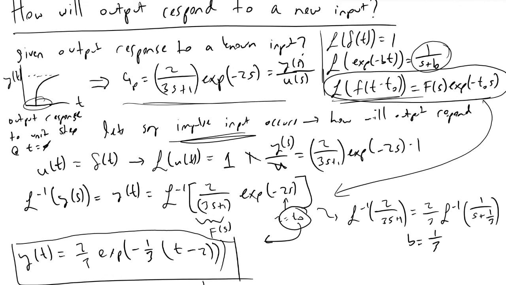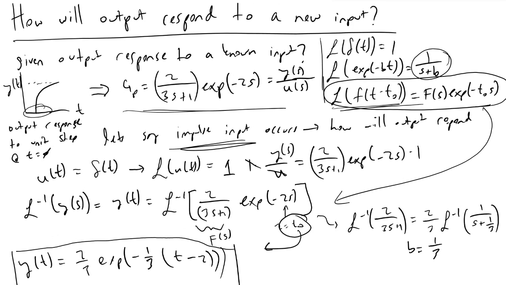So the nice thing about this is we're able to model and predict how our output will respond to other types of inputs and other magnitudes of inputs once we know these process transfer functions by following this procedure.